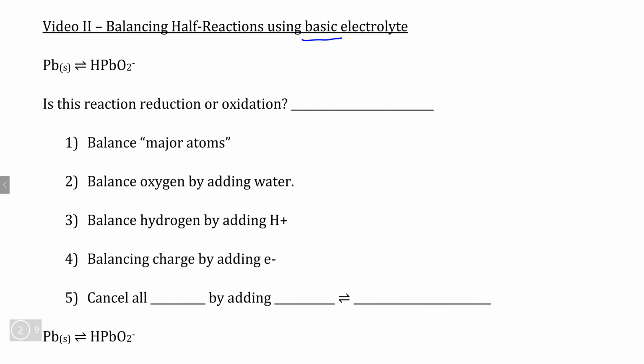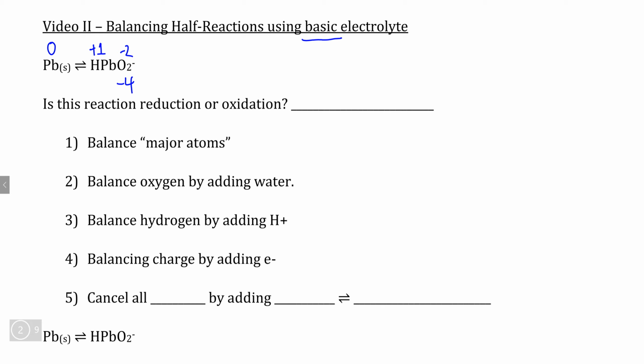We know that every element, as long as it has no charge, is going to have an oxidation number of 0, so lead metal starts with an oxidation number of 0, and we can figure out the oxidation number of lead in this polyatomic ion by using the oxidation numbers of hydrogen and oxygen as being +1 and -2 respectively, and since there are two oxygens, -2 times 2 is -4.